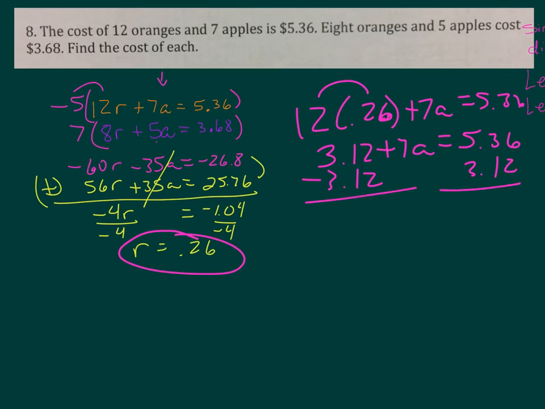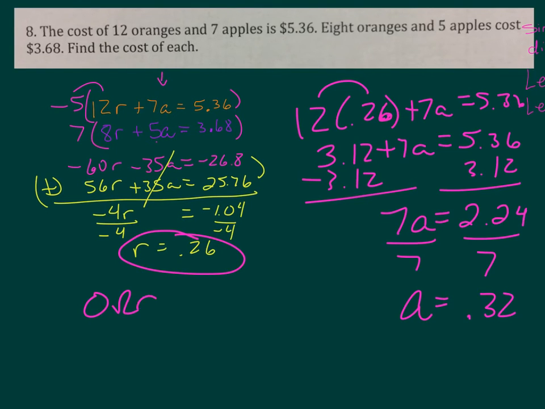And what I end up getting is 7 times A is equal to 2.24. Divide by 7, and A turns out to be 32 cents. So that means oranges cost 26 cents and apples cost 32 cents.